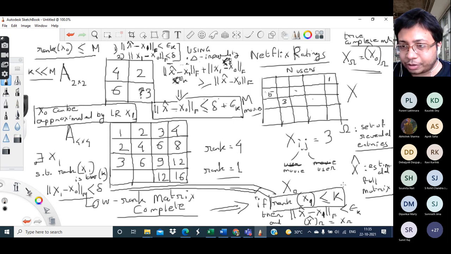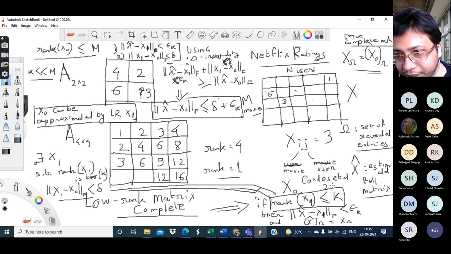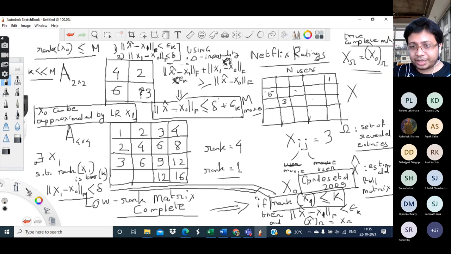There are lots of algorithms which have emerged in the past 10 or 12 years. The first result was given by Candes et al. in 2009. Professor Candes is a professor at Stanford University. So he gave the first algorithm to estimate x hat. Using this algorithm we can basically estimate the missing values of a low rank matrix.